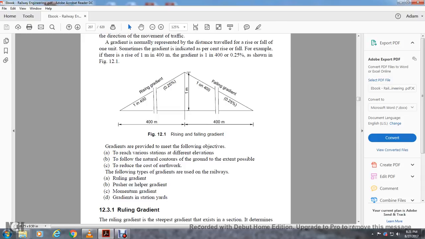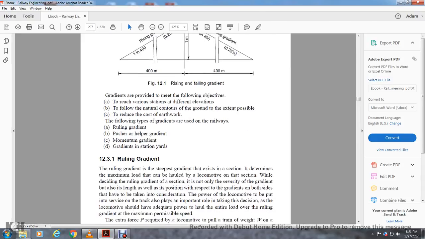to meet the natural contour of the ground to the extent possible, and to reduce the cost of the earthworks. The following gradients are used on the railways: ruling gradient, pusher or helper gradient, momentum gradient, and gradients in station yards.